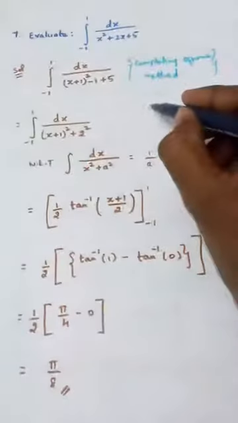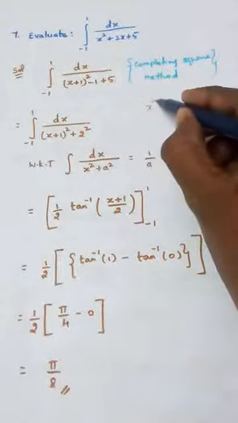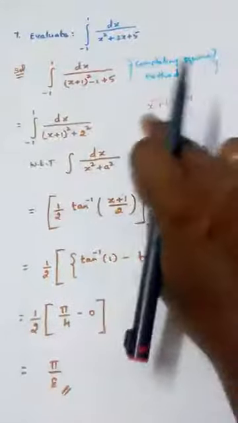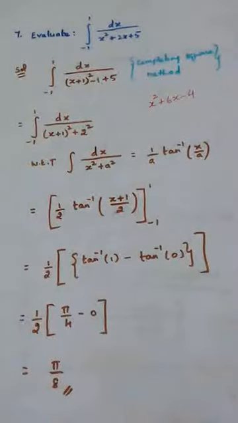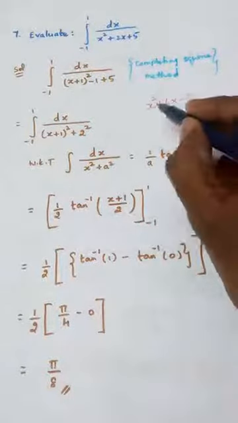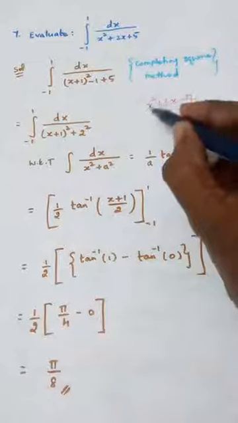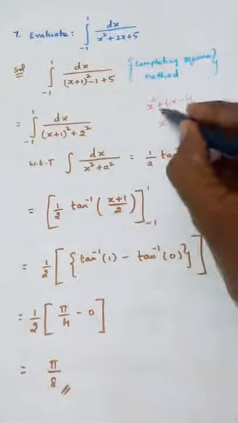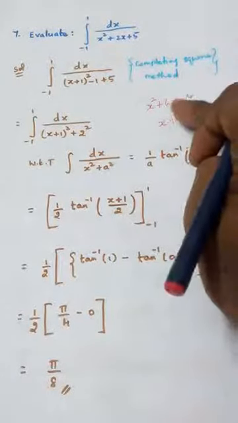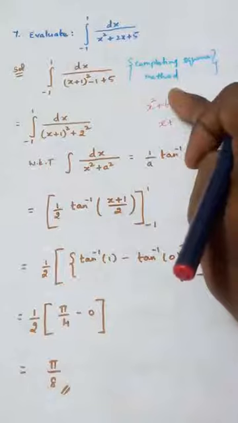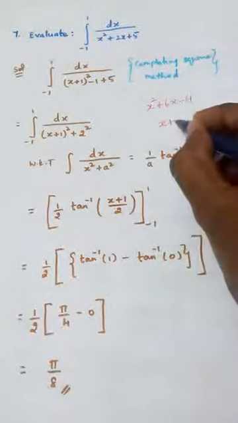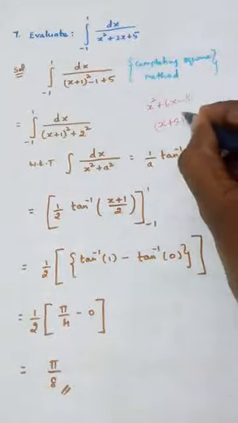I'll give one more example here. Suppose it is x square plus 6x minus 4, and I want to use the completing square method here. The procedure is: x square means I put x, plus means plus. If it is minus here, I should put minus. For 6x, I should not consider x, take the number alone, 6. What is half of 6? 3. So put x plus 3, complete the square.